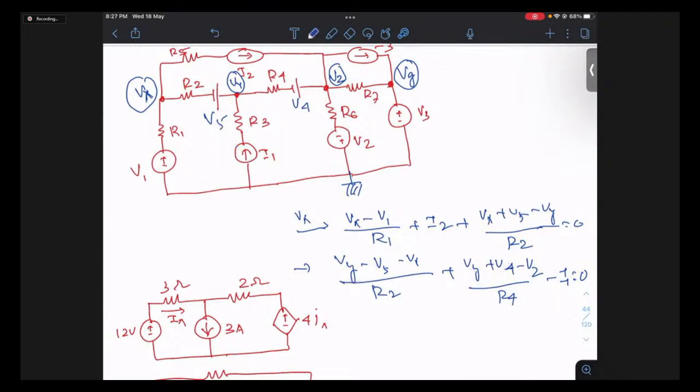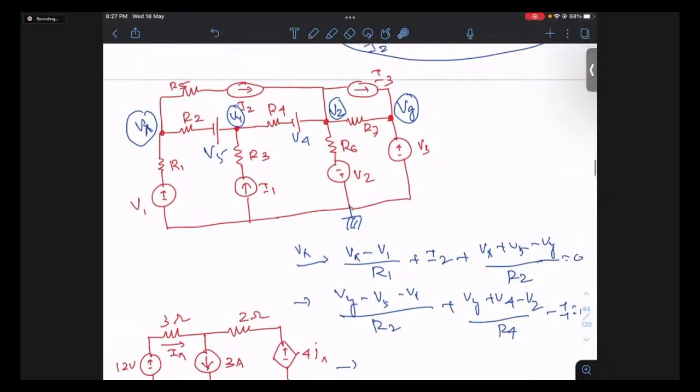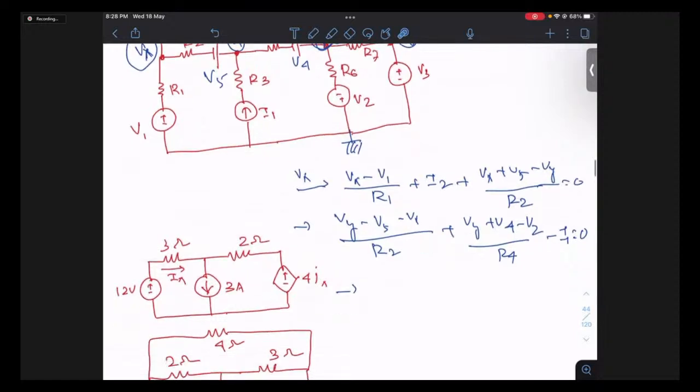Now similarly, for Vz, how do you get it? Students, this is the same node, right? Because it's a shorted path, it's the same node. So how many branches are linked to this? 1, 2, 3, 4, and 5. So it's a big equation, right? So let us see how we get it.